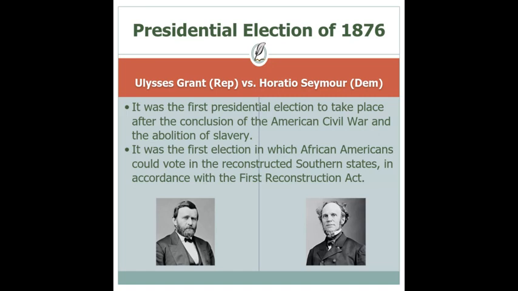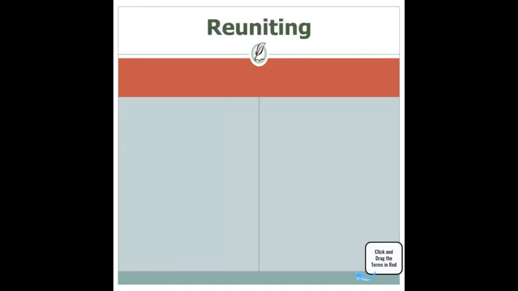However, a compromise had to be made in 1876. There was a dispute between Samuel Tilden, the Democrat, and Rutherford B. Hayes over electoral votes. Democrats agreed to end the dispute and investigation and allow Hayes to become president in exchange for federal troops leaving the South. The Southern Democratic leaders promised to protect rights of African Americans after troops leave, but they really don't. And that's what we're going to talk about at the end of Reconstruction.